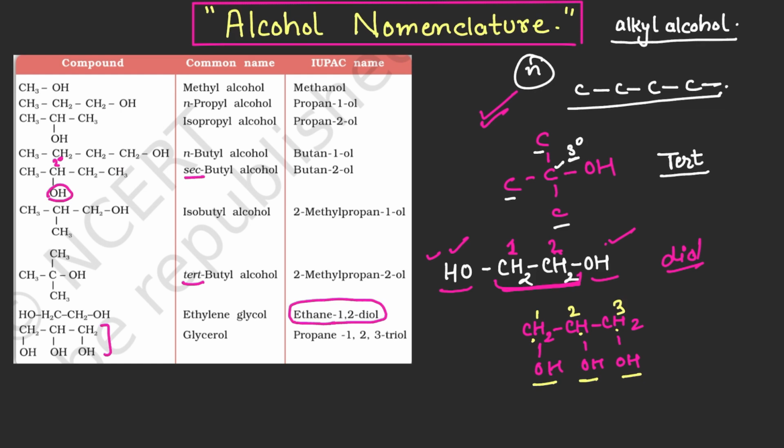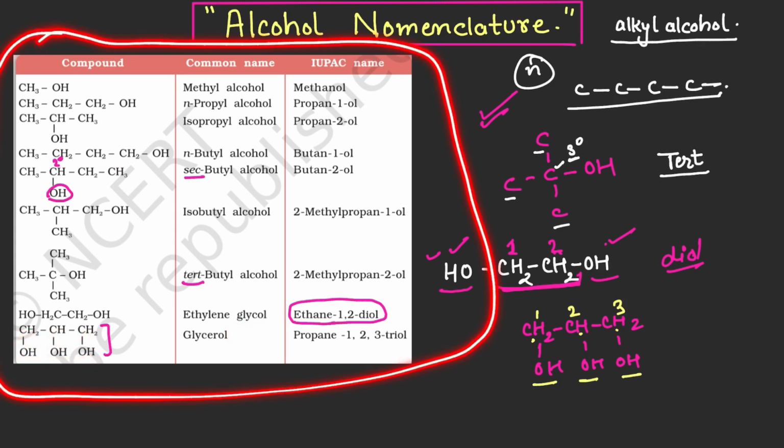Always remember, 2 carbons simultaneously having OH groups, its common name is ethylene glycol, and 3 carbons simultaneously having OH groups, its name is glycerol. So that's how we are having the IUPAC name as well as the common name of the alcohol.